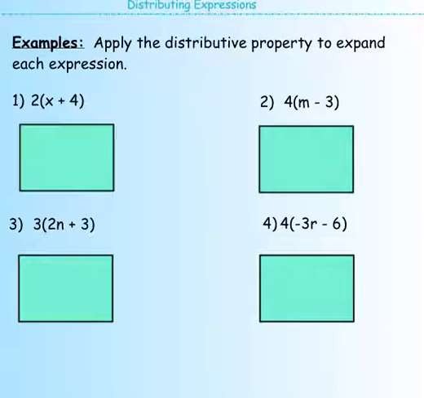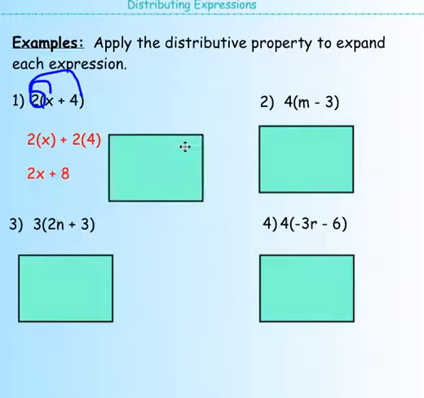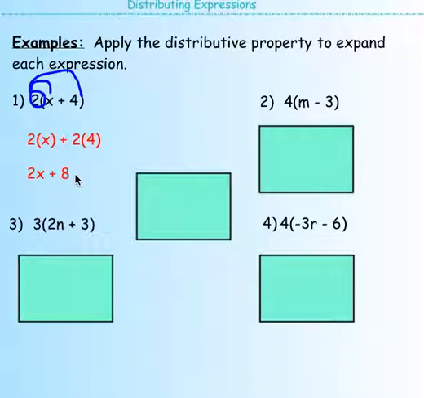So if we think about this outside factor being distributed to each factor on the inside, it would be 2 times x and then 2 times 4. So it would look like this: 2 times x plus 2 times 4. Don't forget to bring down that plus sign. That's very important. Then if we simplify, 2 times x is just 2x, and then 2 times 4 is just 8. So therefore, the simplified version would be 2x plus 8.